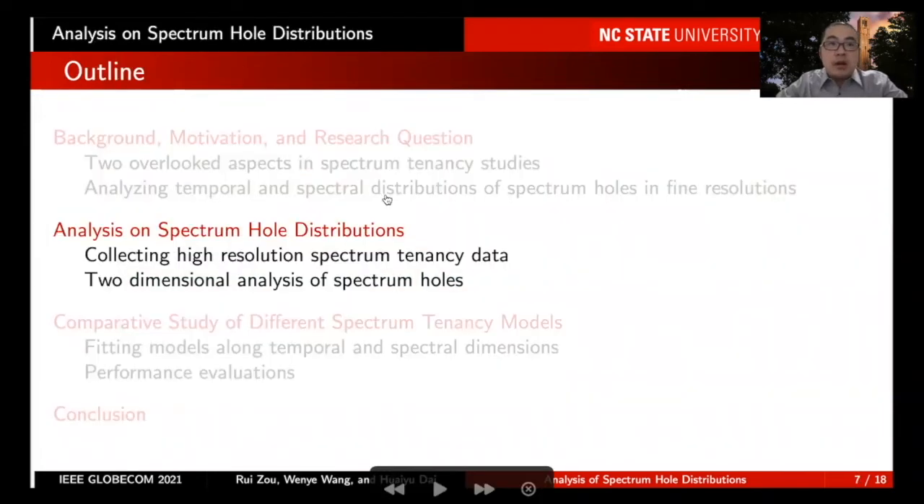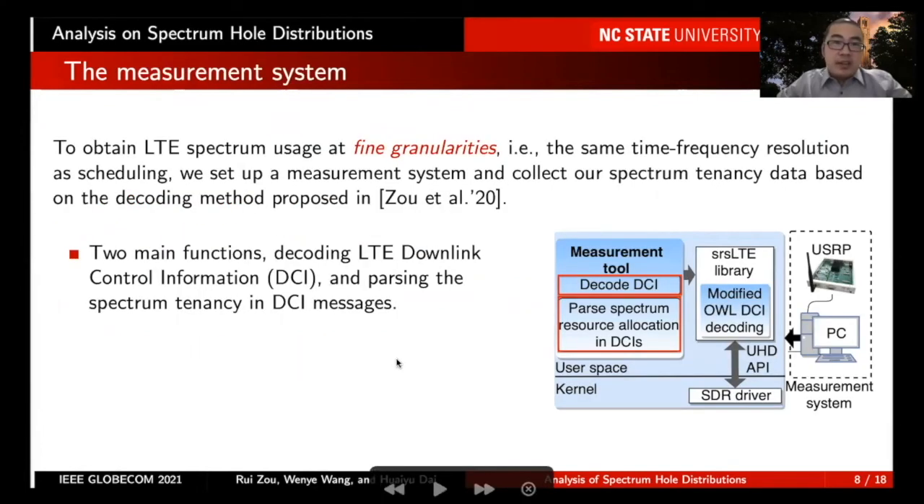results. Now let's move on to the second section, where I will explain how we achieve the high-resolution spectrum tenancy data and how the spectrum hole distributions are studied from both the temporal and spectral domains. Our study targets the spectrum usage of LTE systems. To obtain spectrum tenancy data at the same time-frequency resolutions as LTE scheduling, we use the decoding-based measurement tool proposed in our previous work.